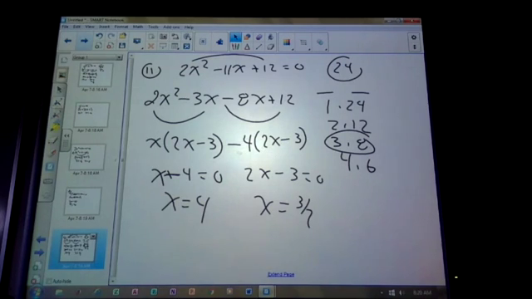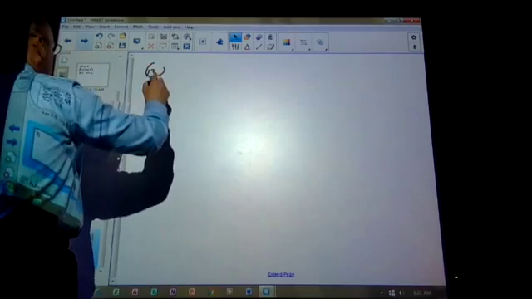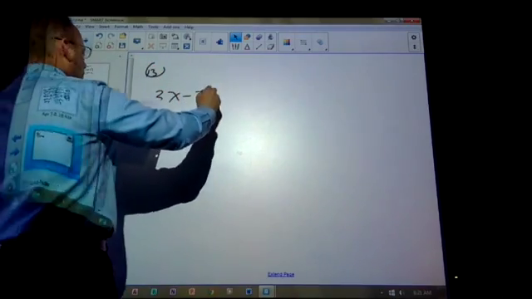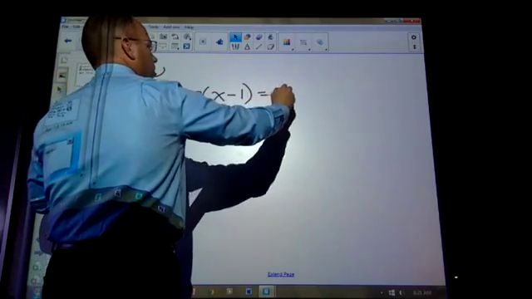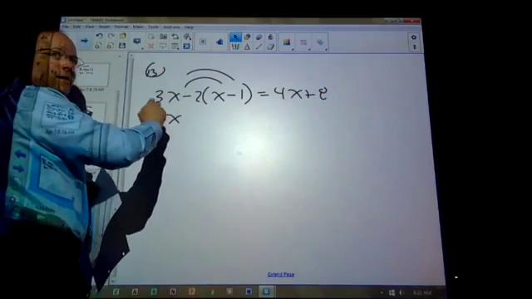Number 13. Can't do it in my head. Distribute the negative over. All right.